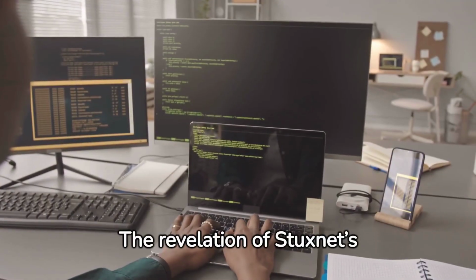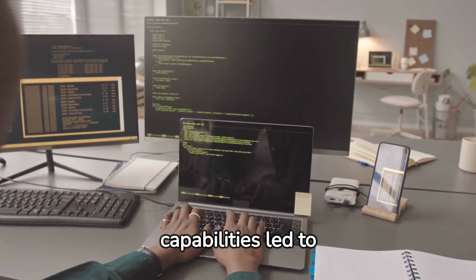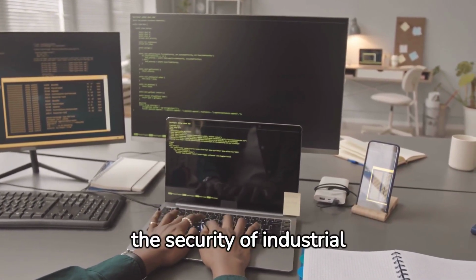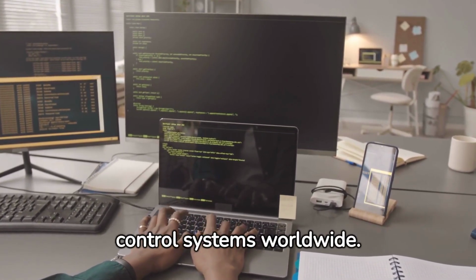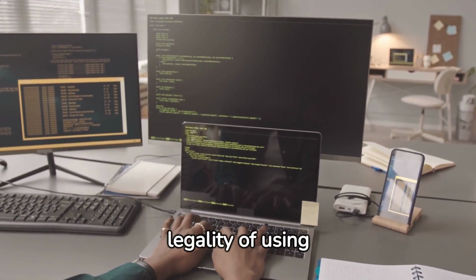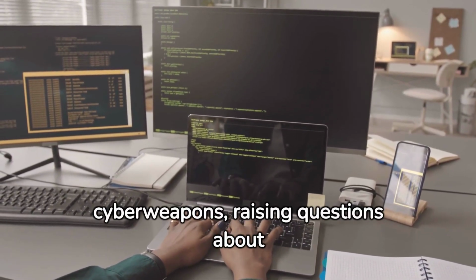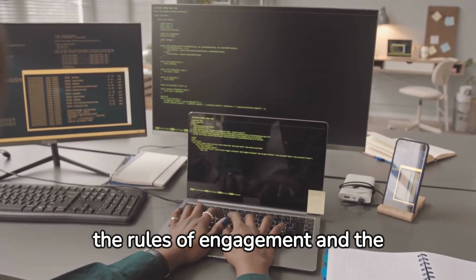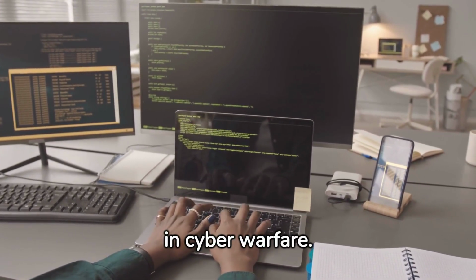The revelation of Stuxnet's capabilities led to increased awareness and concern over the security of industrial control systems worldwide. It also sparked debates over the ethics and legality of using cyber weapons, raising questions about the rules of engagement and the need for international norms in cyber warfare.